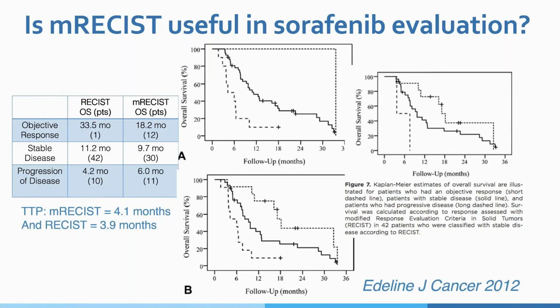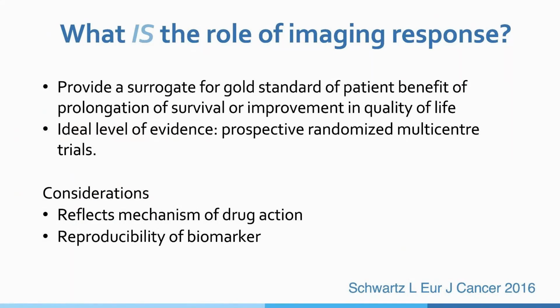And that's an important concept when thinking about response criteria, in that it must be a surrogate for a gold standard of patient benefit, such as prolongation of survival, or at the very least, improvement in quality of life. If there's a dissociation between the response on imaging and the clinical benefit, then it doesn't matter. It's as if you say, well, you have a tumor that's in the liver and you resect it because you can, but not because it helps the patient. If you have a response on imaging, but it doesn't help the patient, then it's not worth measuring. Other considerations are that it should reflect the mechanism of drug action, and it should be reproducible in different hands.